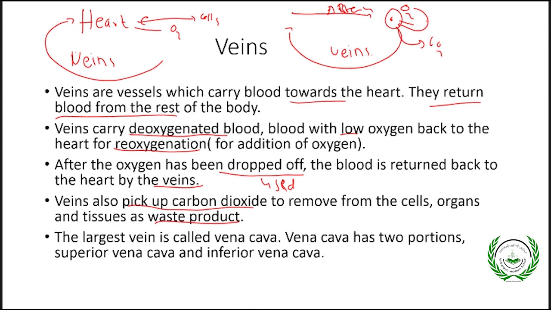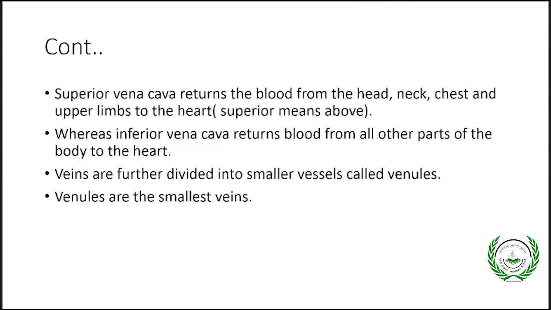So veins carry carbon dioxide from the cells. When gaseous exchange takes place, it is oxygen in, carbon dioxide out. This carbon dioxide should be eliminated from the cells through veins. The largest vein is called the vena cava.